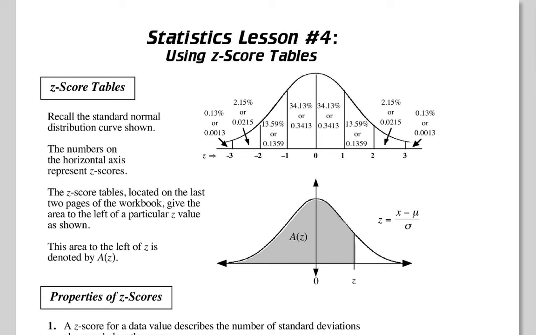X is your particular data value that you care about. X is the value for that Z-score. Okay? So like on the example we just did, if I got like 57, and I want to find the Z-score for 57 in here, 57 would be my particular X value that I'm interested in.